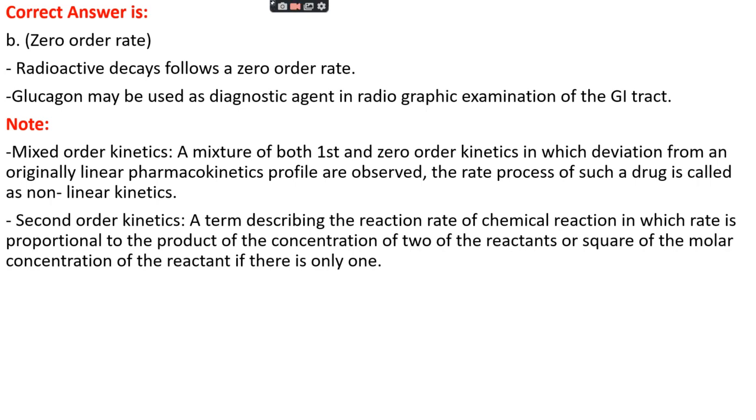Second order kinetics is a term describing reactions in which the rate of the chemical reaction is proportional to the product of the concentrations of two reactants, or if there is only one single reactant, then it is proportional to the square of the molar concentration of that reactant only.